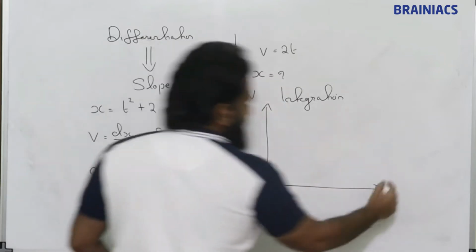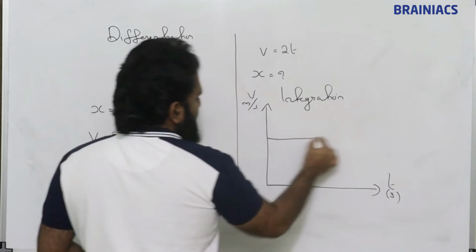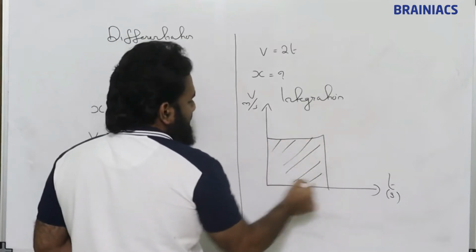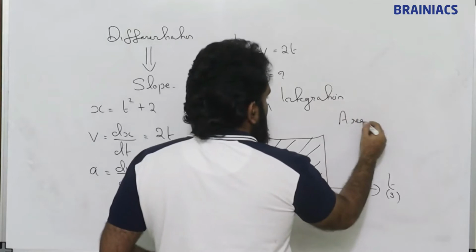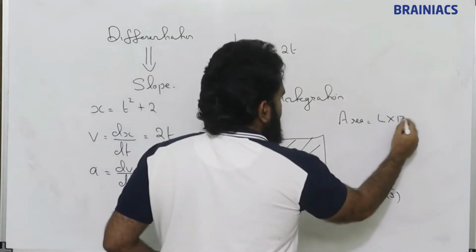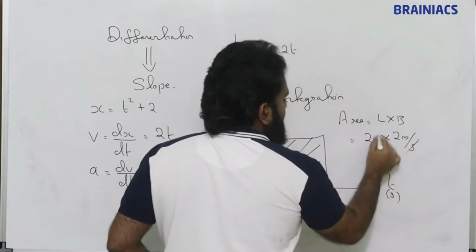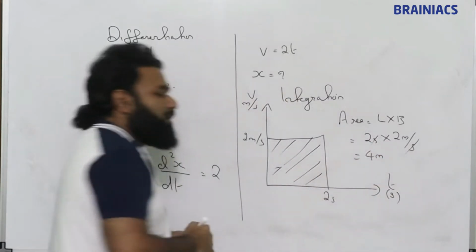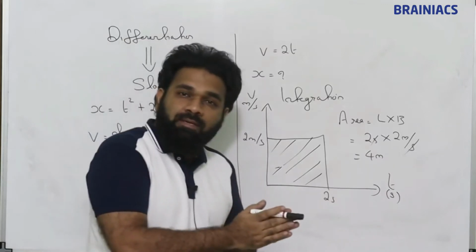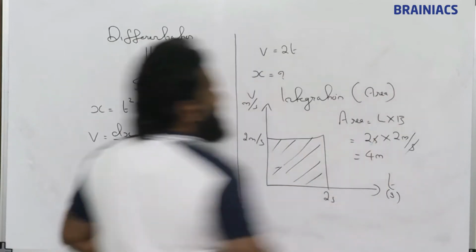Suppose this is velocity and this is time. What is its unit? Meter per second, and this is seconds. If I take an area under this curve, the velocity time graph, what is the area? Suppose this is 2 meter per second and this is 2 seconds. Area is length into breadth. Length is 2 seconds, breadth is 2 meter per second. So seconds, seconds cancel, and we get 4 meter. What is this? This is actually displacement. The area of the velocity time graph gives us displacement. So integration is nothing but finding area. Okay, clear?